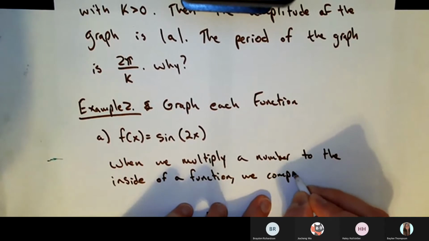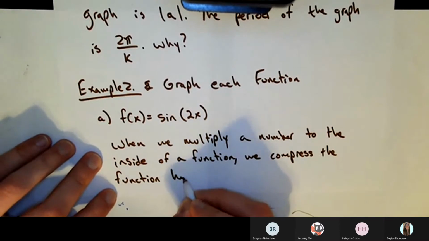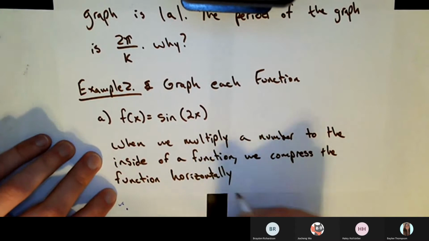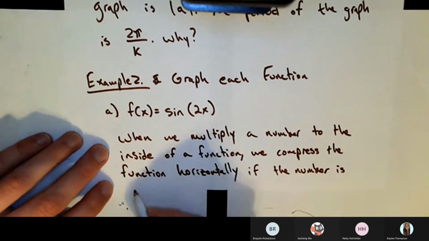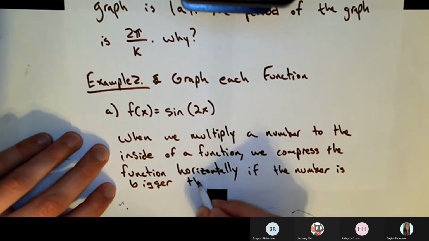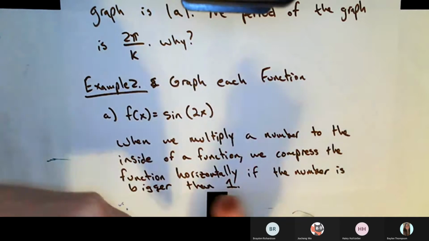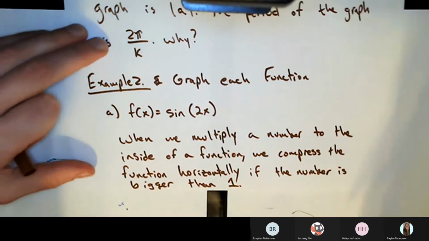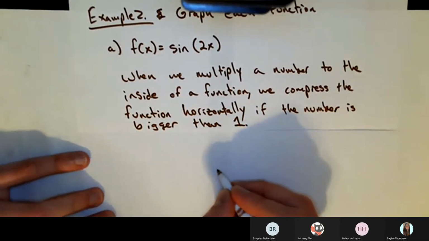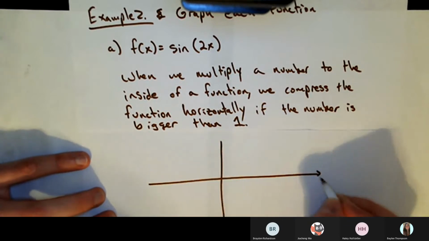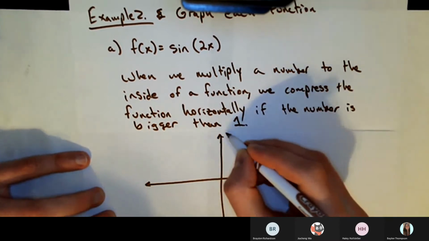To the inside of a function, we compress. There's two categories, right? We compress the function horizontally if what? What does it have to do with the number? If the number is bigger than one. So it's like opposite to the vertical case where we stretch vertically if the number is bigger than one. But here, when it's inside, we're compressing horizontally if the number is bigger than one. So when we sketch f of x equals sine of 2x, we should expect it to be squished like an accordion, horizontally.